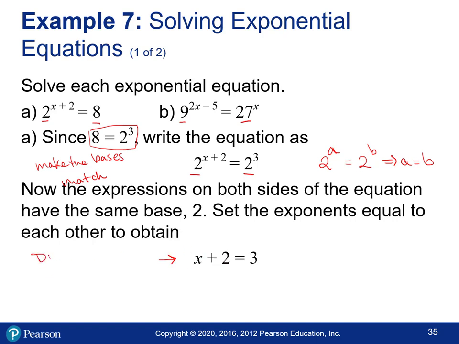This is just setting the exponents equal to each other. Another way to remember this is to think of it as dropping the base. So drop the base from both sides. That's how I remember that's my next step, and I just focus on the exponents. So the exponent of x plus 2 must equal the exponent on the right side, which was 3, and then solve. So x equals 1. And that's all there is to it. The solution set is 1.